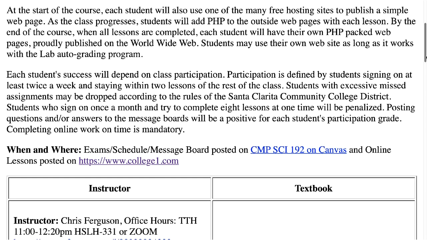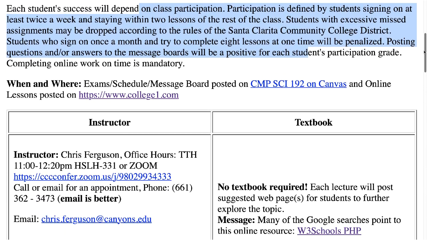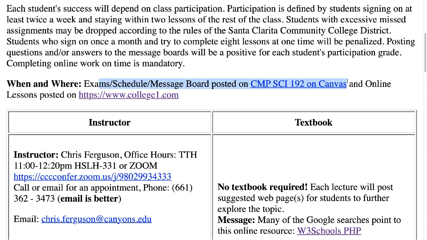You also are required to set up a website. It's got to be a free website. The only thing I require from your website, you can pick your own website, but it's got to work with the autograder. If the website that you're using doesn't work with the autograder, you're going to use one of the free websites. Class participation is important. Most important, you have to keep up with the class. If the class is on lesson 7 and you're on lesson 2, I guarantee you will be losing points for that. Canvas is important, especially for the exams. The exams will be posted on Canvas, and online lessons will be posted on my website.